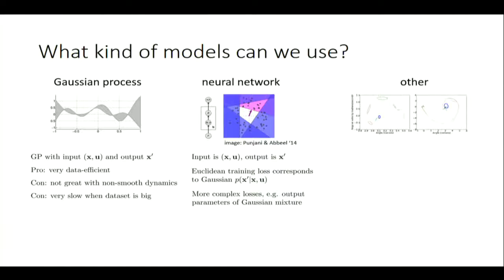You can use more complex losses. So you could, for example, output the parameters of a Gaussian mixture. And I'll show an example in the next slide of a paper that actually does that. If you have discrete states and actions, you might output, let's say, a softmax over the next state.